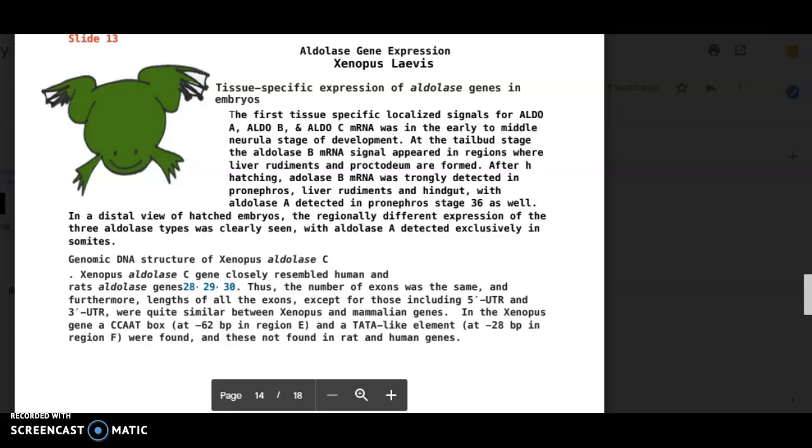Also, primer extension analysis was done using oocytes, and the proximal part of this region, just like rats and humans, the Xenopus aldolase C gene contained specific elements. Furthermore, in the Xenopus gene a CCAAT box and a TATA-like element were found, and these were not found in humans and rats.